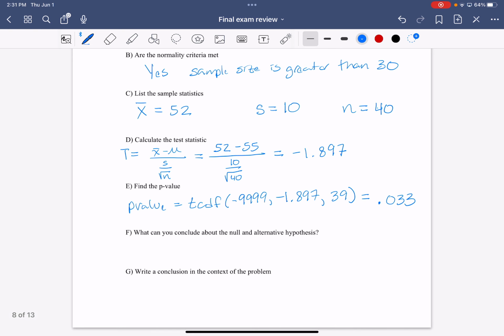All right, we can conclude about the null and alternative. Well, our p-value is 3.3%. What was our significance level? 1%. So 3.3% is not less than 1%, right? Therefore, it is not statistically significant. So we do not reject the null and do not accept the alternative.